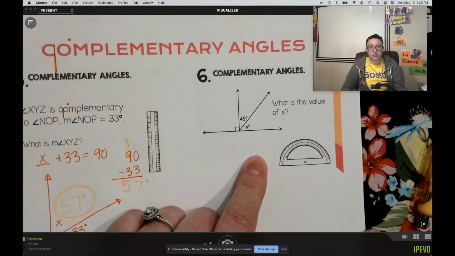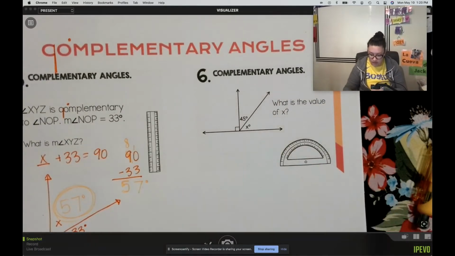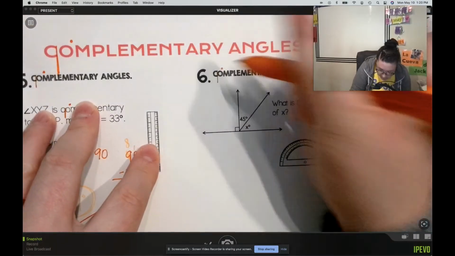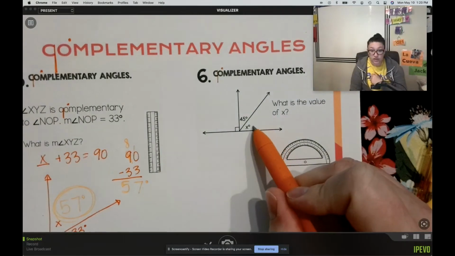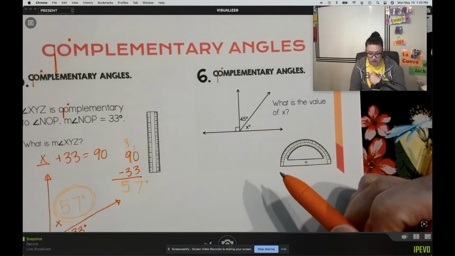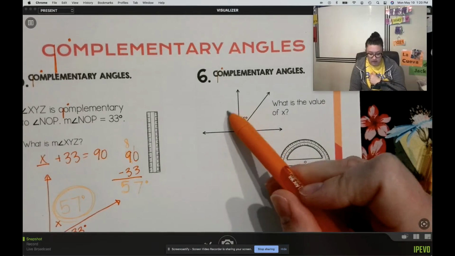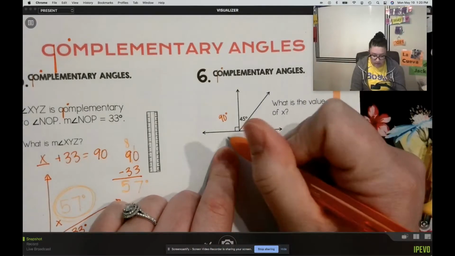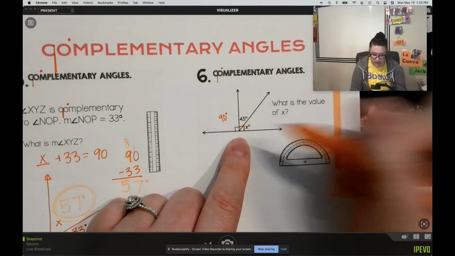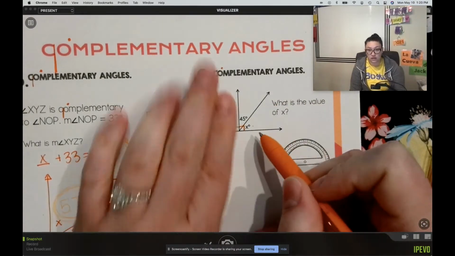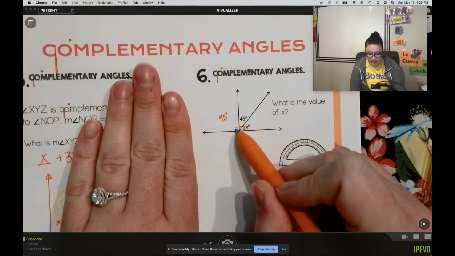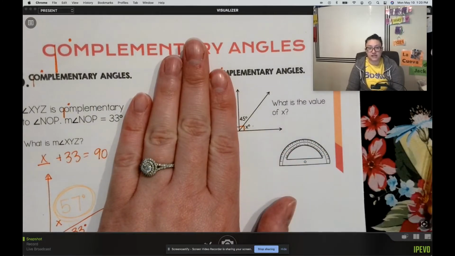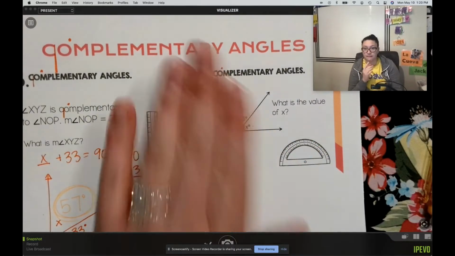Over here, we still have complementary angles. Oh, I forgot to do it over here. Complementary angles, 90 degrees. What is the value of x? This side is 90 degrees because it has that little corner. 90 degrees plus 90 degrees equals a full 180. So because this side is 90, this also has to be 90. So figure out that missing angle measure x for me.